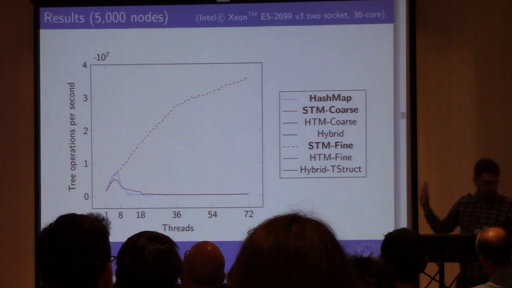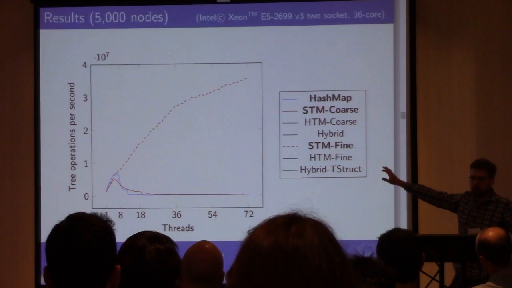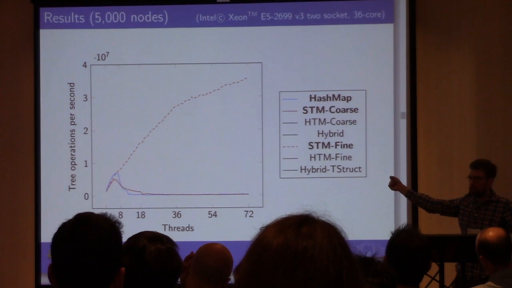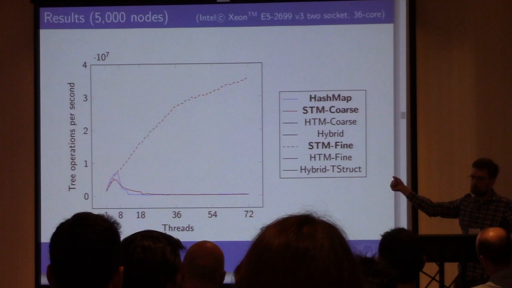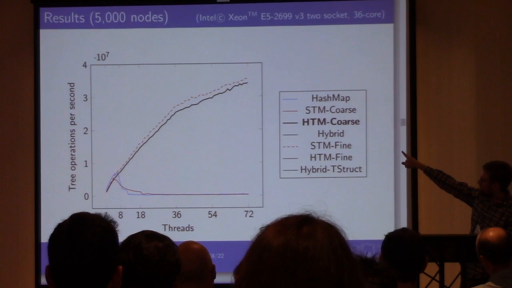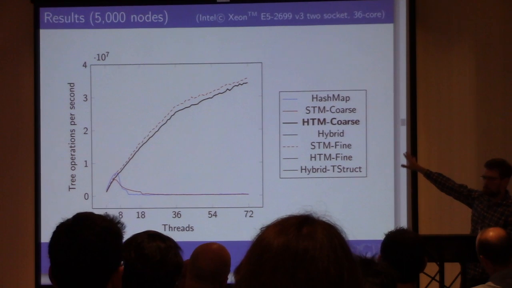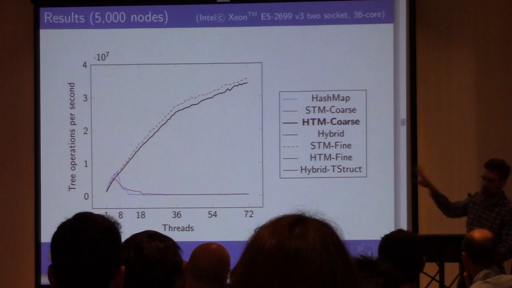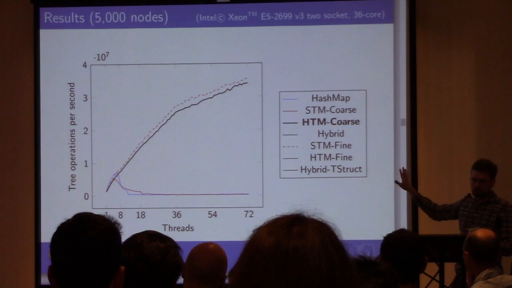So here, if we do that really simple thing with the hardware transaction for the commit, all of a sudden we get outstanding performance from the coarse grain lock version. And this is really awesome.